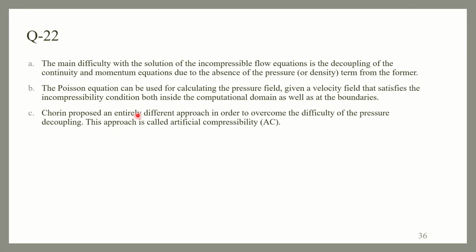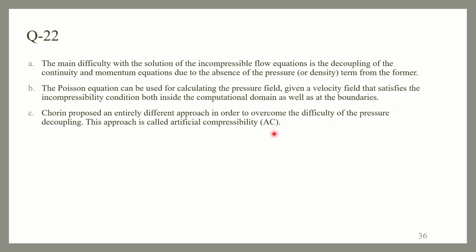Chorin proposed an entirely different approach in order to overcome the difficulty of pressure decoupling. This approach is called artificial compressibility. So in general, while solving the incompressible fluid flow system, there is a difficulty in decoupling the continuity and the momentum conservation equations due to the absence of pressure in the continuity equation. This pressure can be calculated using a Poisson equation when we know the velocity field. This is a generalized approach, when that velocity field satisfies the incompressibility condition both inside the computational domain as well as at the boundaries.